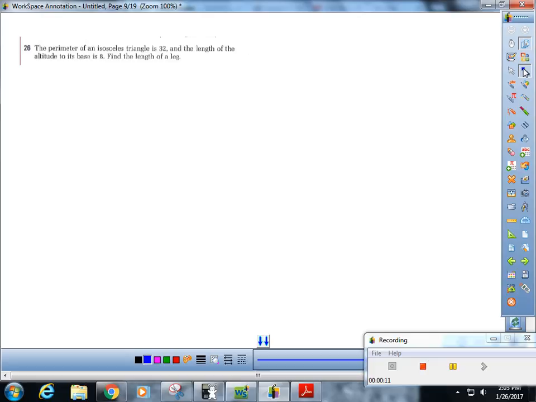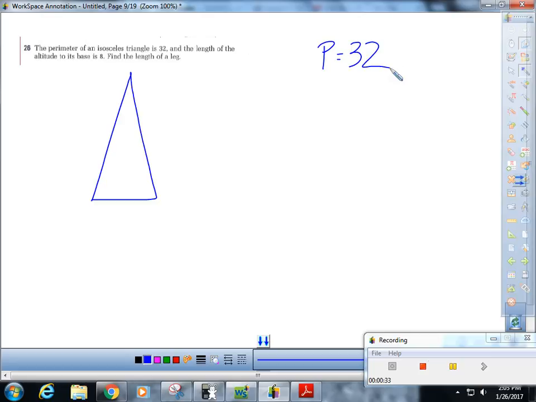All right, here's to a great rest of the year. We got an isosceles triangle whose perimeter is 32. The length of the altitude to its base is 8.